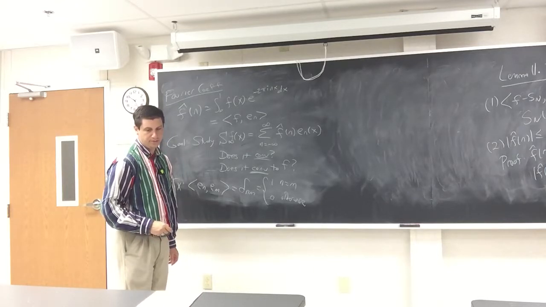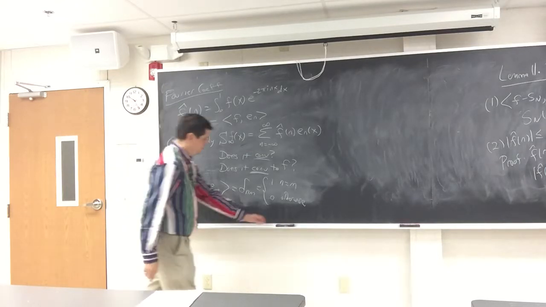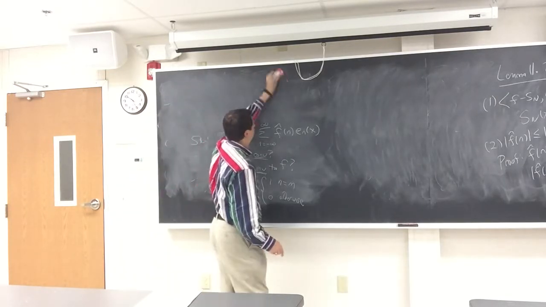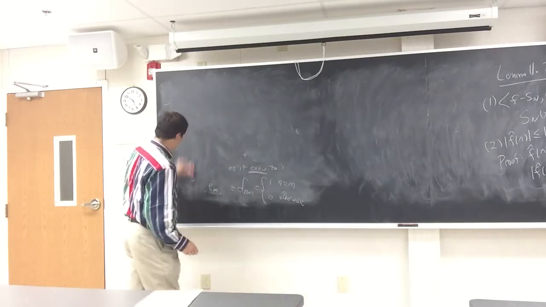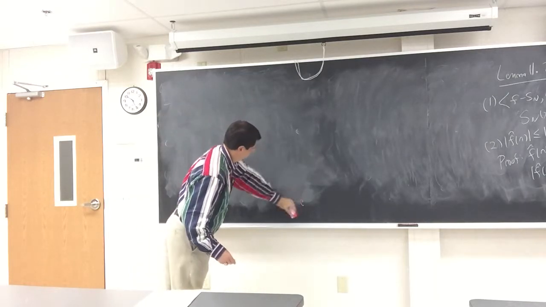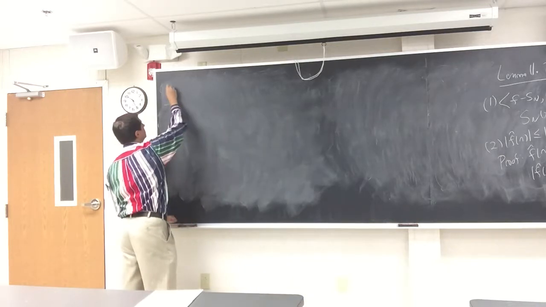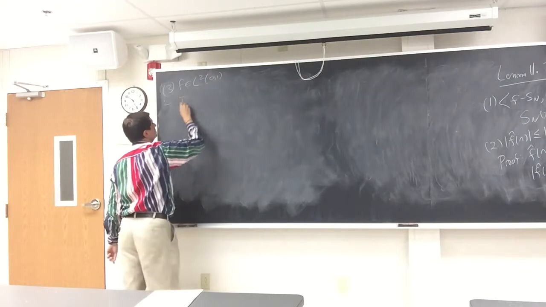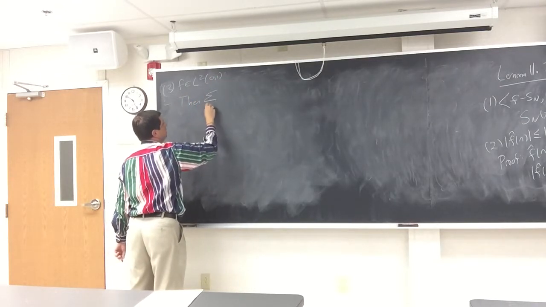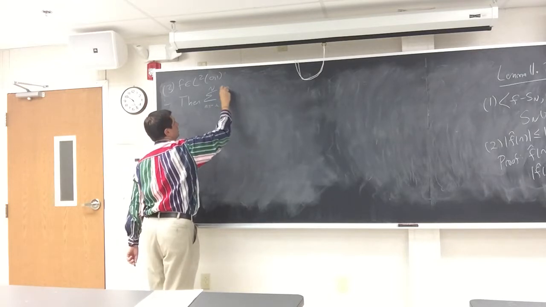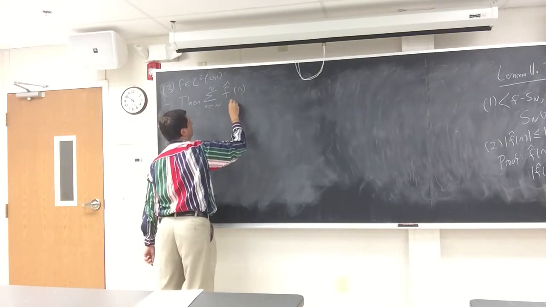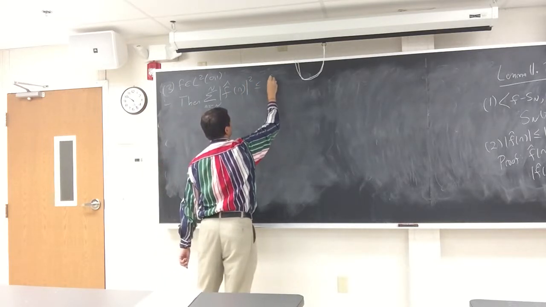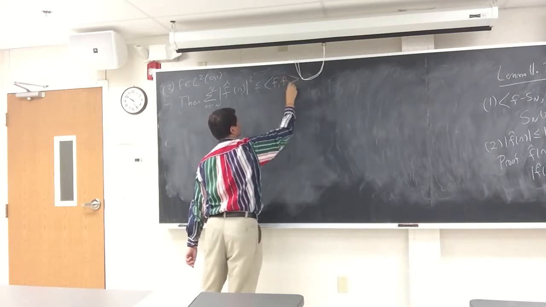And this one is going to be that a certain sum is bounded by a norm. So I'm going to assume now that f is in L2. So f is in L2 of 0, 1. Then the sum, n goes from minus N to N, of |f hat of n| squared is less than or equal to the L2 norm squared.